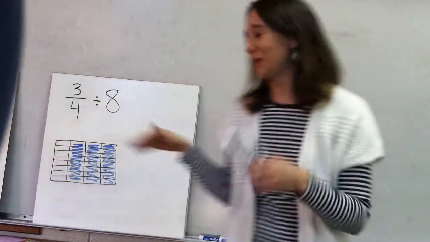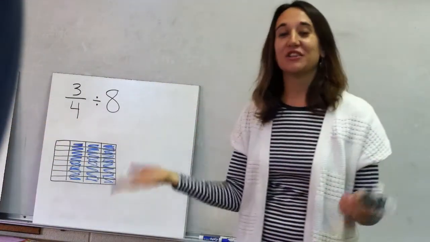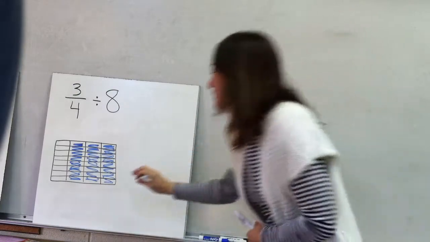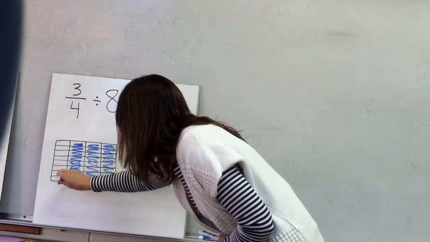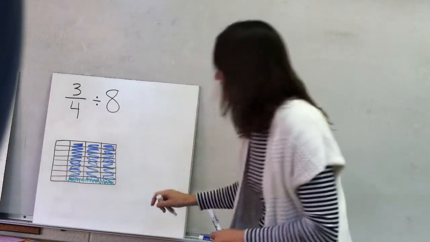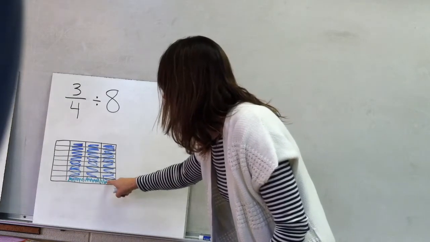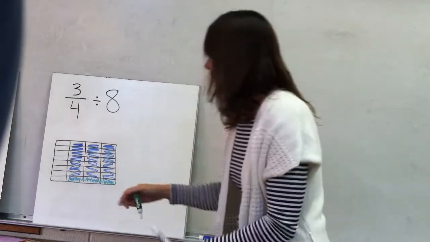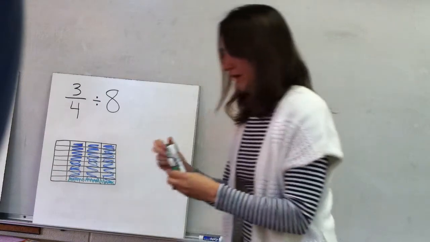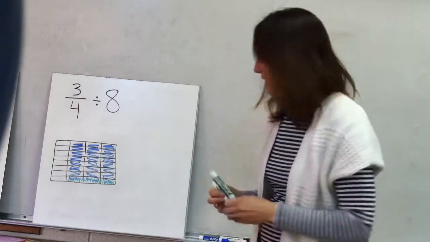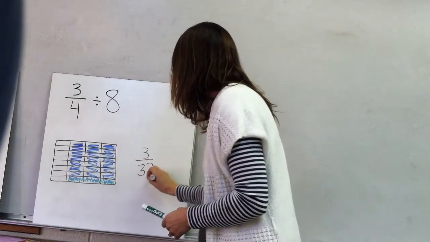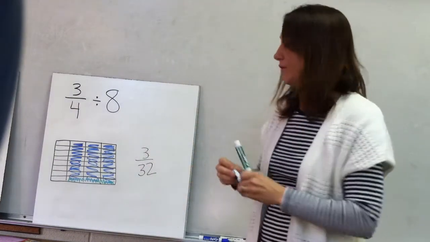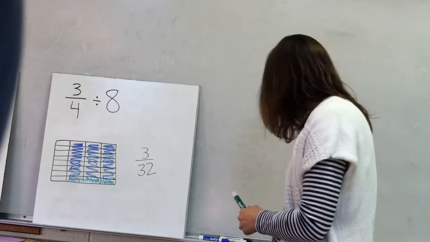I'm going to color them with a different color. The part of the cake that each of the friends would get. So each friend would get one little slice like this. So how much of the cake would they get? Well, they would get 1, 2, 3 out of, if you counted all of these up, you would get 32. So we know that they're going to get 3 out of 32 of the original cake. How do we do that with math?